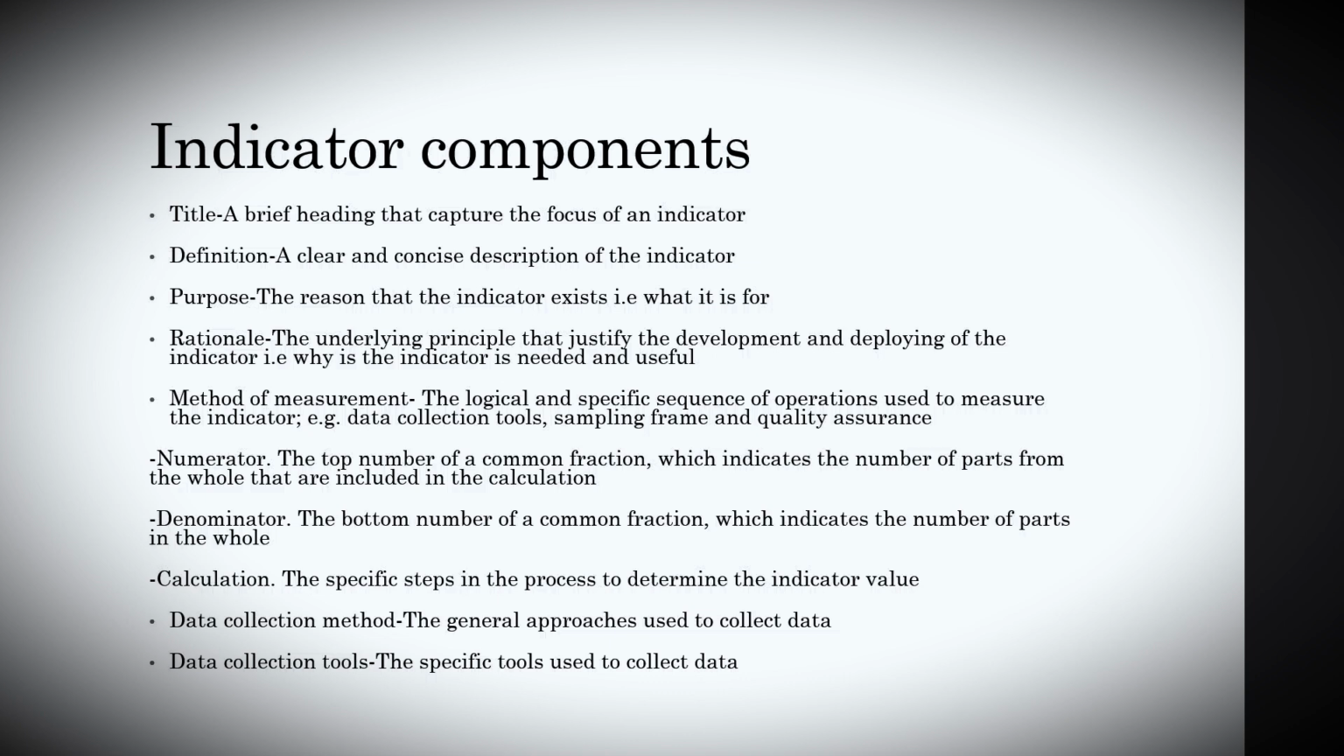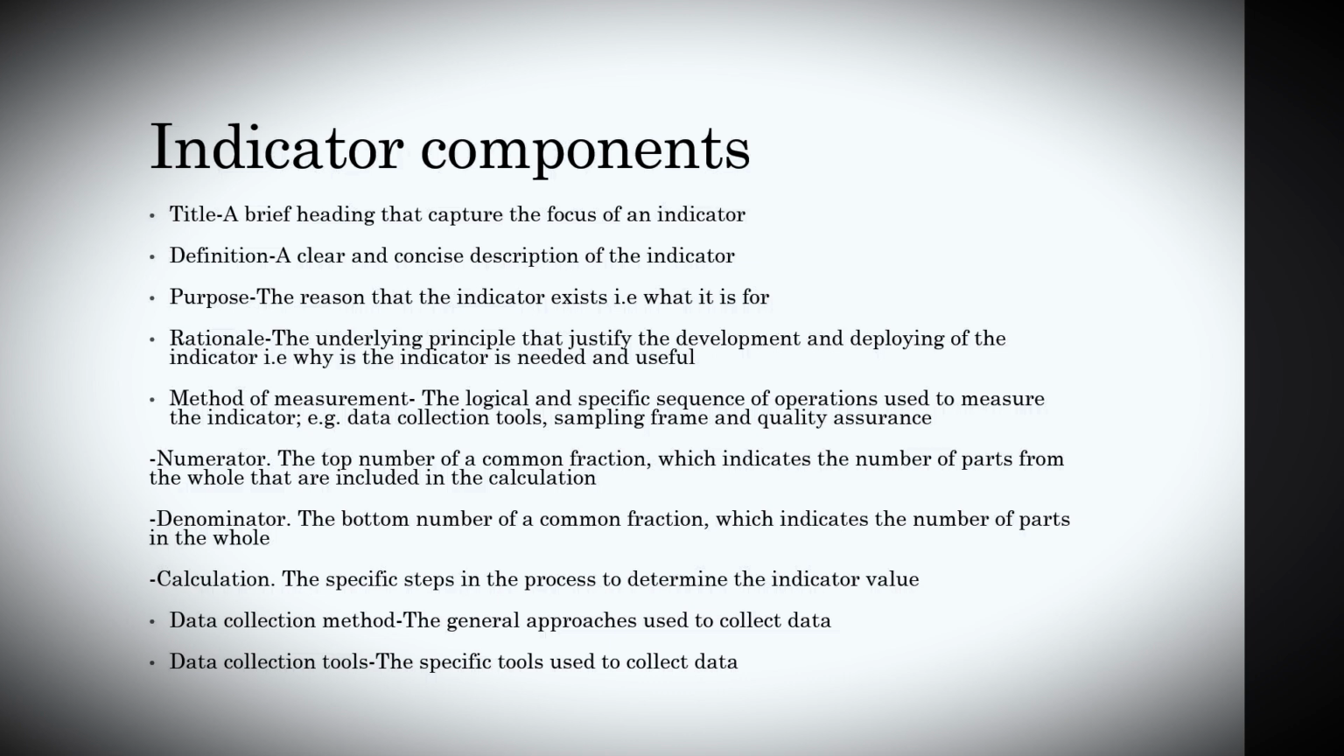An indicator must have a method of measurement. This is a specific operation used to measure the indicator, such as the data collection tools, the sampling frame, and the quality assurance. The method of measurement must have a numerator, the top number of a common fraction. It must also have the denominator, the bottom number of the common fraction, which when we divide the numerator by the denominator will give us the calculation that we use to determine the indicator value.